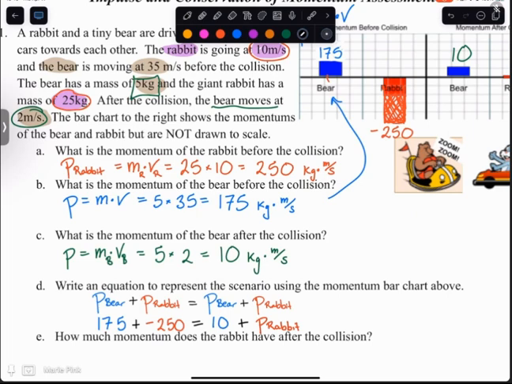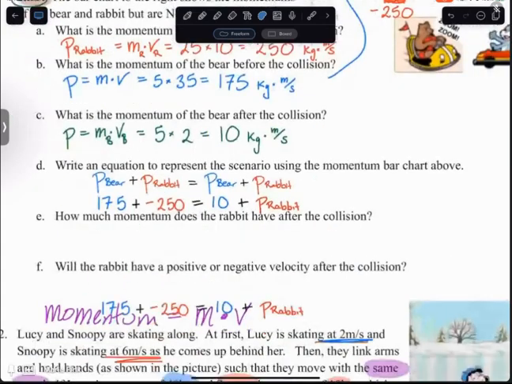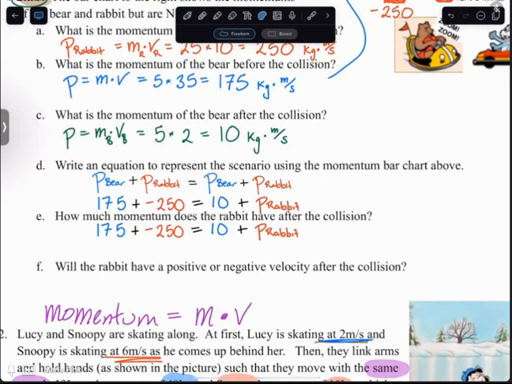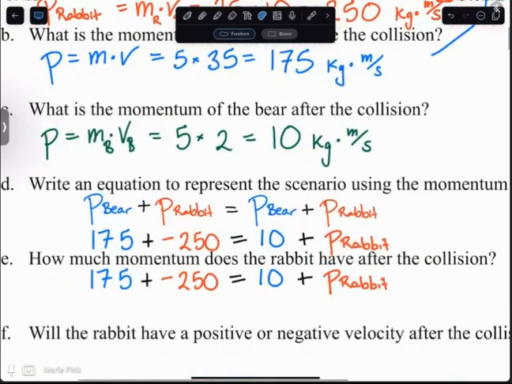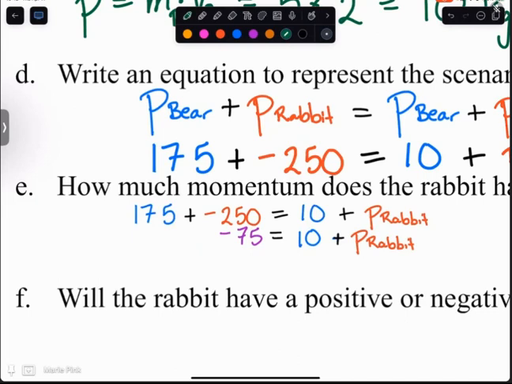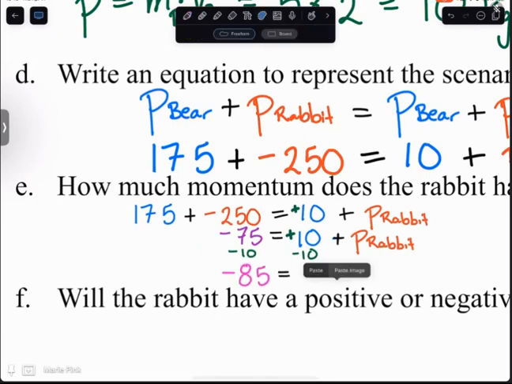And then it says, how much momentum does the rabbit have after the collision? Well, for that part, the easy part is to just use this equation that you just wrote. And we're going to then solve for the momentum of the rabbit. So to move the 10 to the other side, because this is really a plus 10, I need to subtract 10 from both sides. And negative 75 minus 10 is going to be negative 85. And that'll be equal to the momentum of my rabbit at the end.